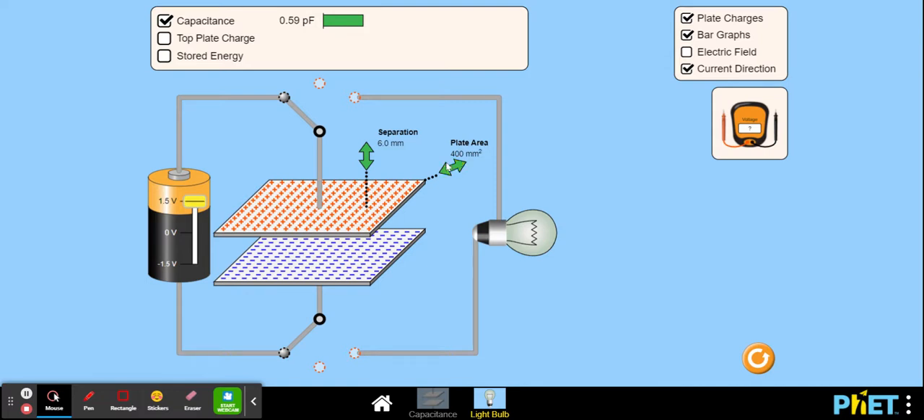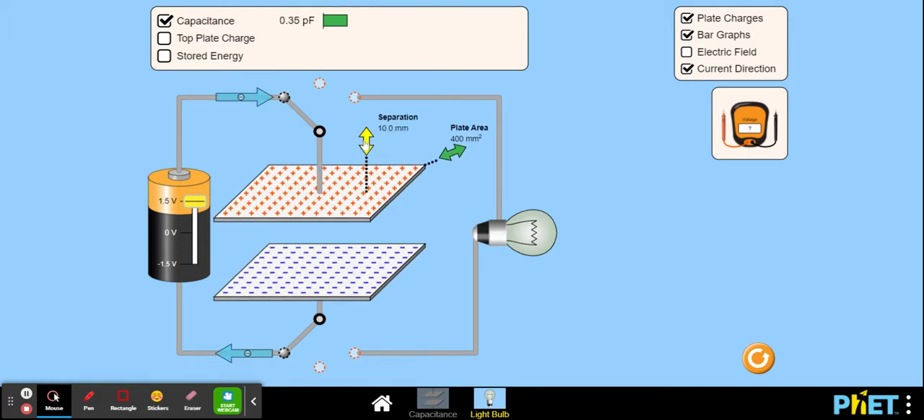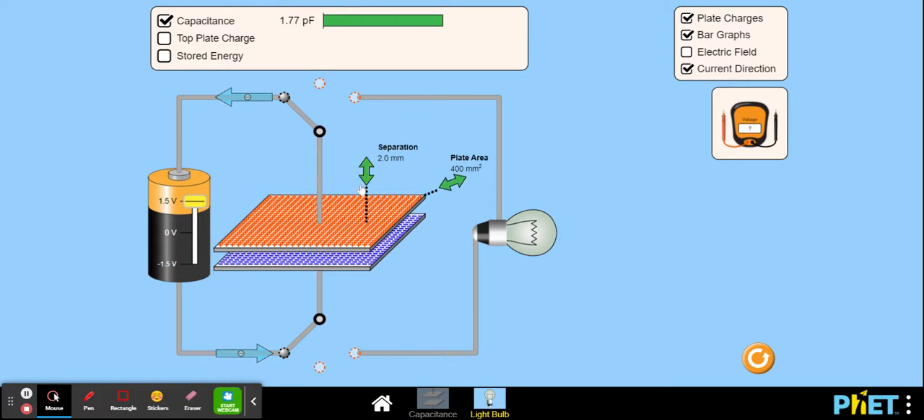So, well, what about the separation? The separation often confuses people. They think, how is the separation going to really make a difference? If I were to make the positive plate go closer to the negative plate, it actually increases the capacitance. So if I move it further away, it decreases the capacitance. If I move it closer, it increases the capacitance. Why does the gap between the two plates increase or decrease the capacitance?